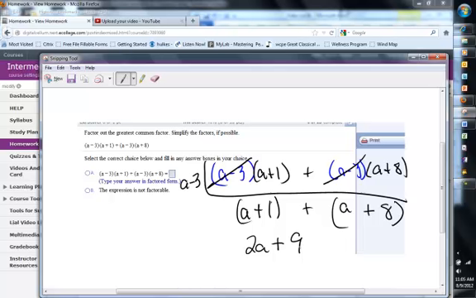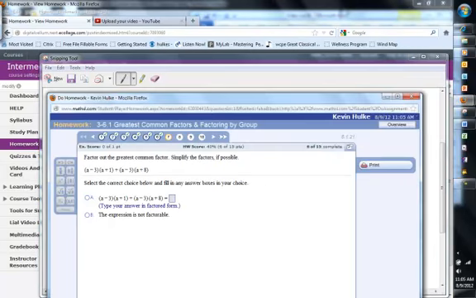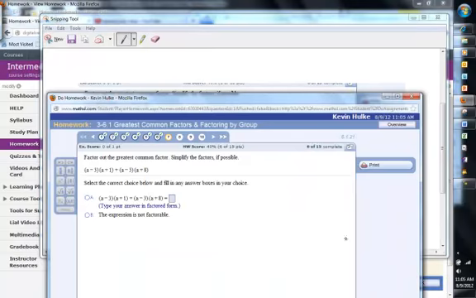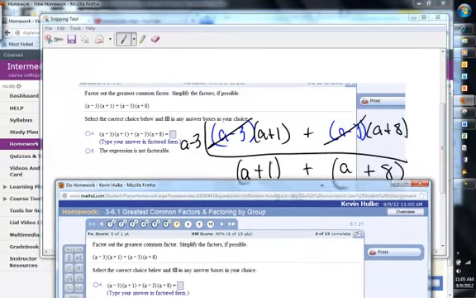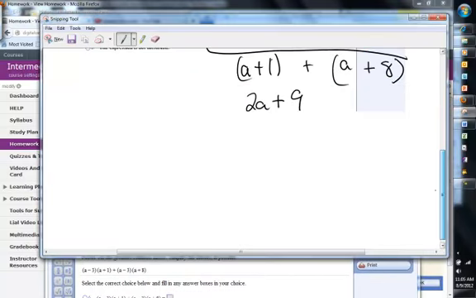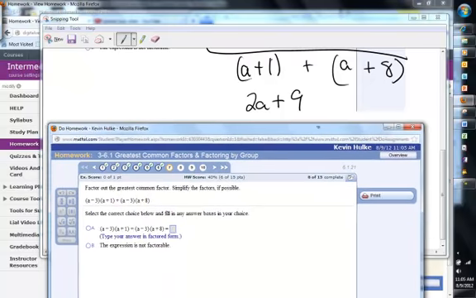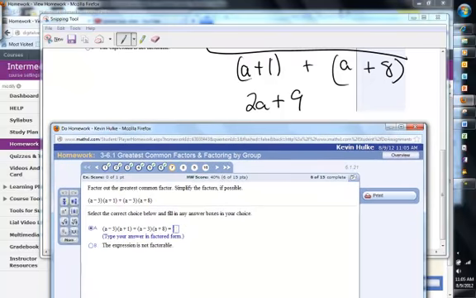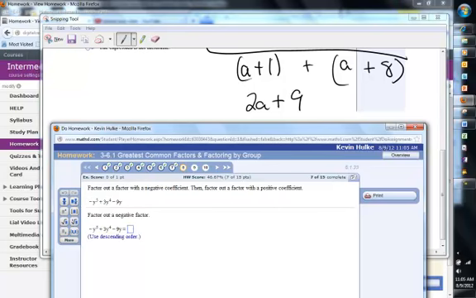So our factored form is A minus 3, parentheses 2A plus 9. Next one.